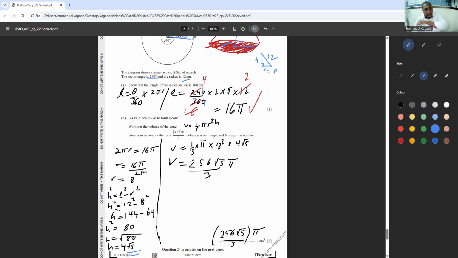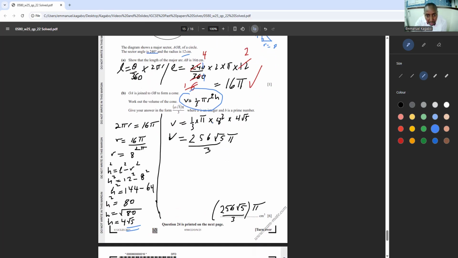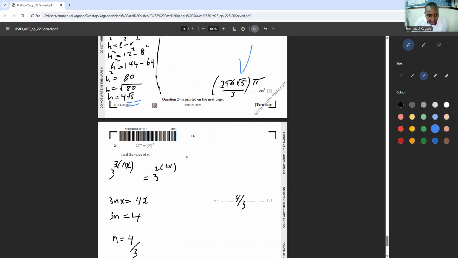How do we get the volume of a cone? The volume of a cone is going to be 1 over 3 pi radius squared times height. The formula is written here. So it's going to be 1 over 3 pi times 8 squared, which is the radius, times the height we have calculated. The remaining thing is simplifying. What is 8 squared? 64. 64 times 4. That gives me 256 over 3 square root of 5 pi. And that is the answer. I hope you understand. Very good.